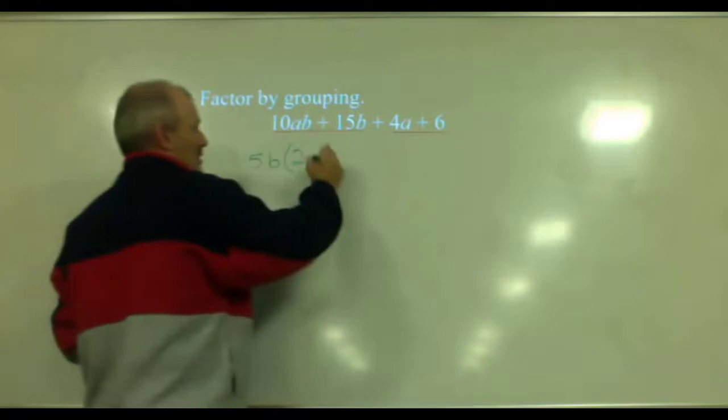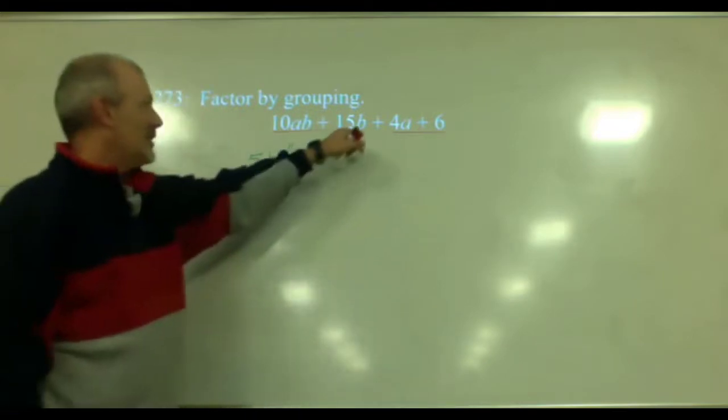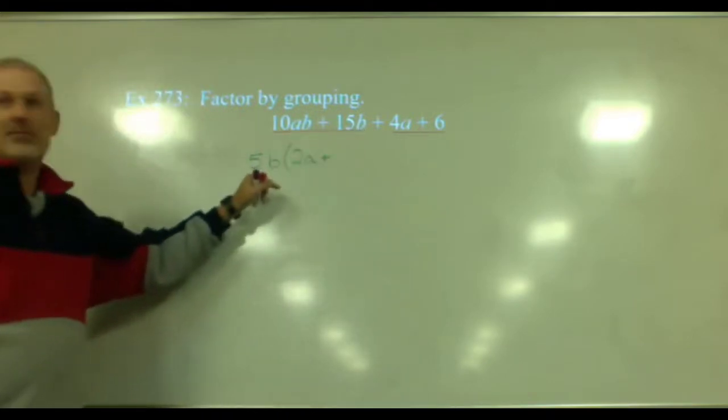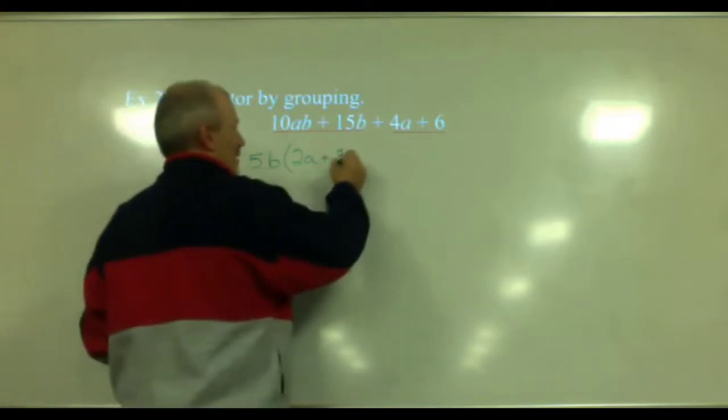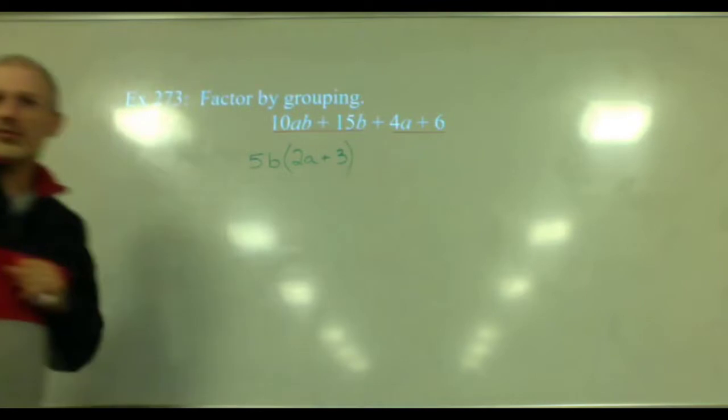And then we've got our plus here. And what is left in the second term when we divide out the 5b? 3. And that's it. Okay, so we've done our first group.